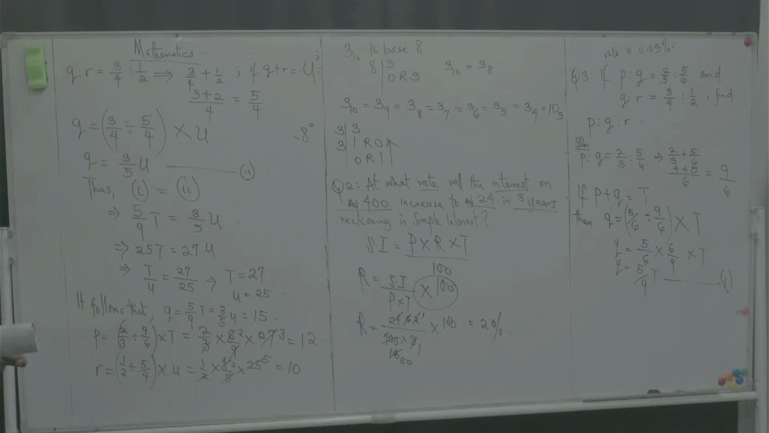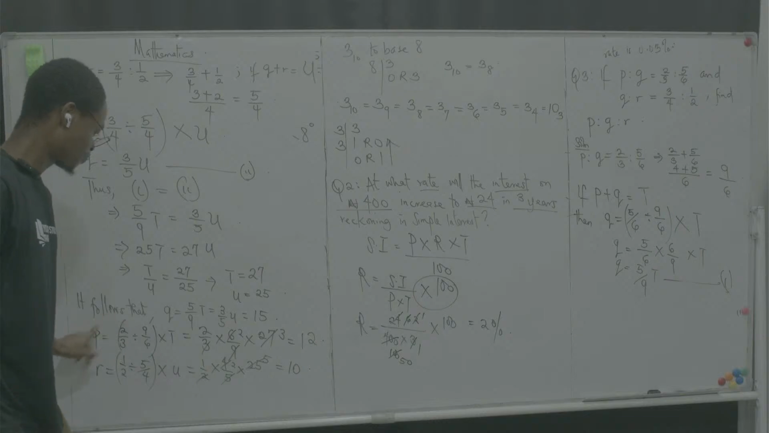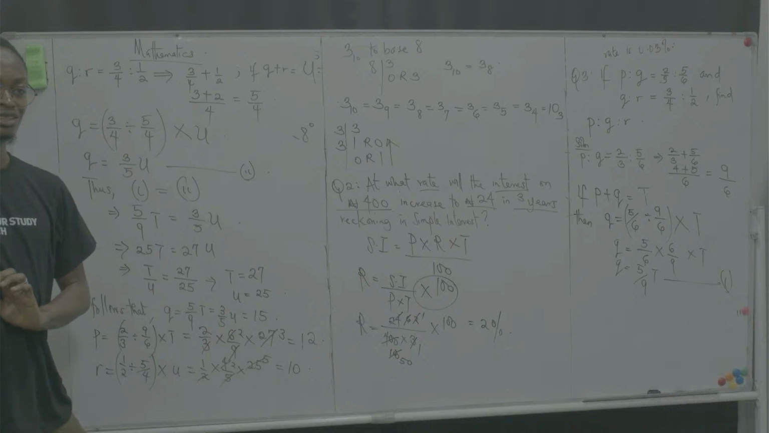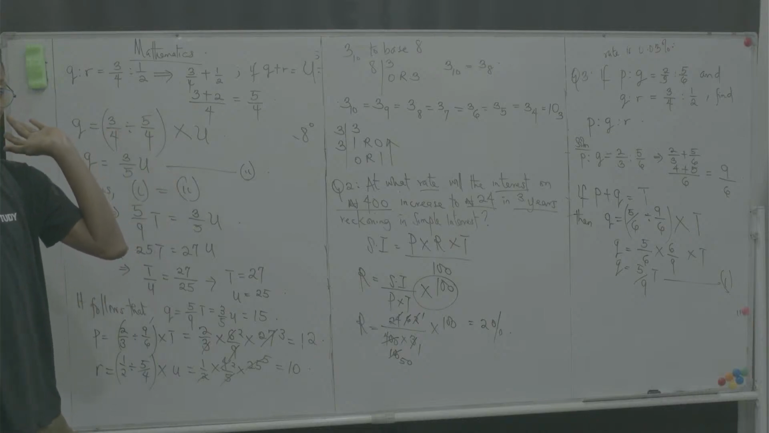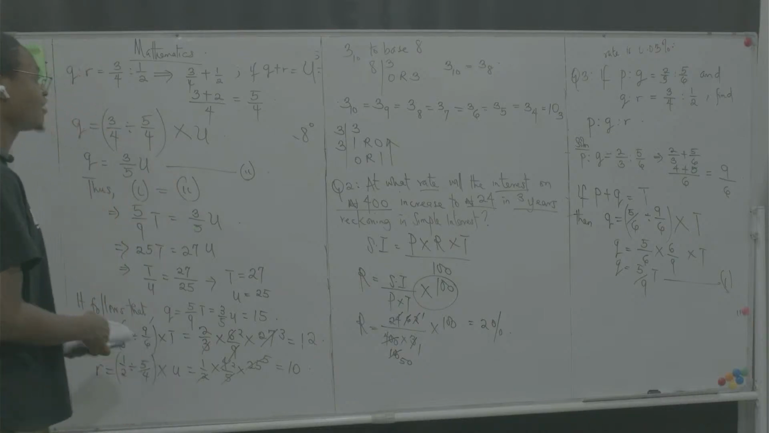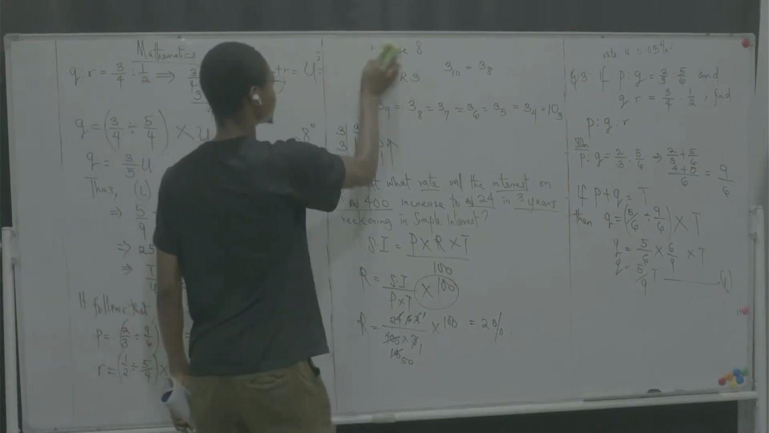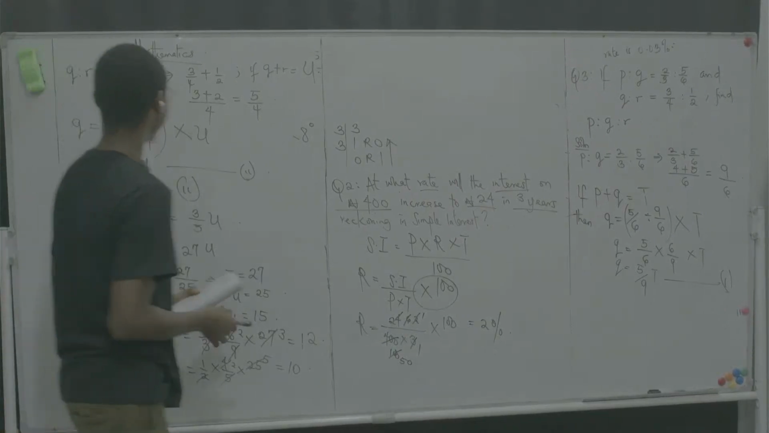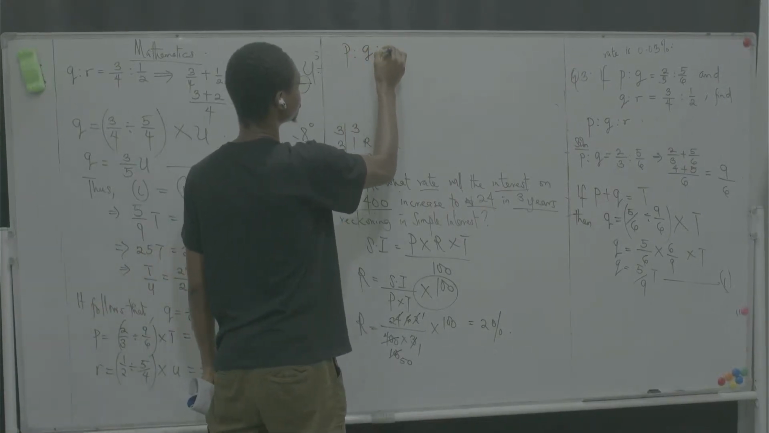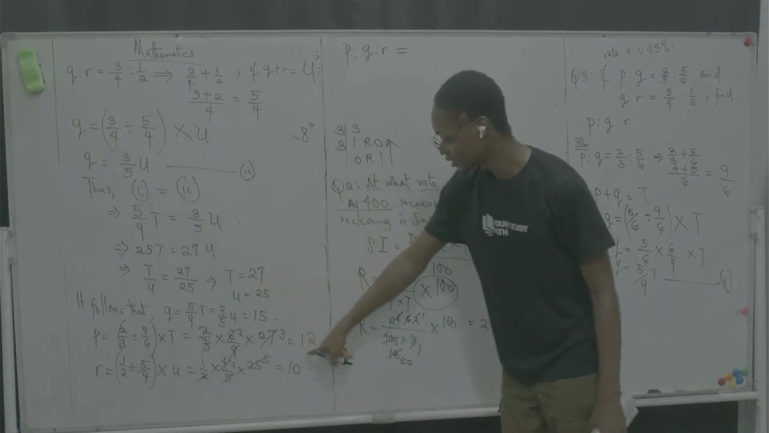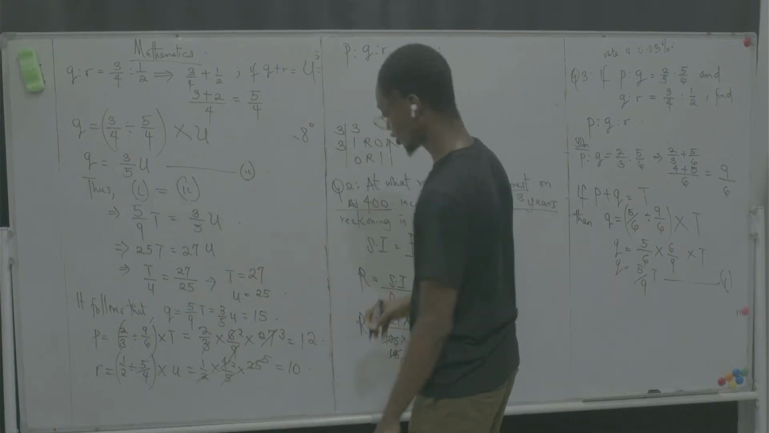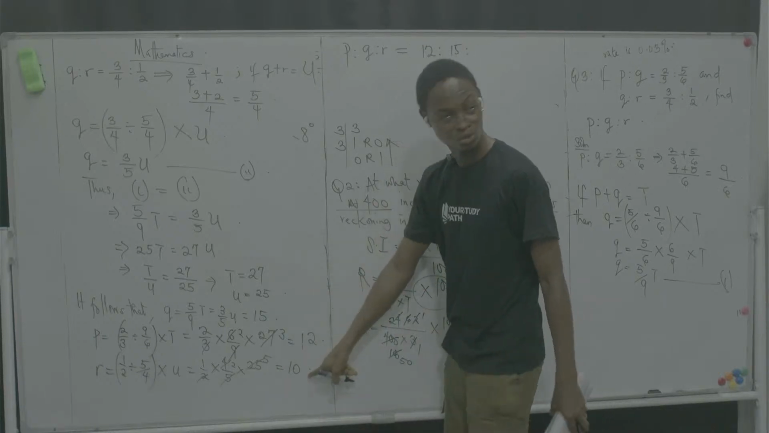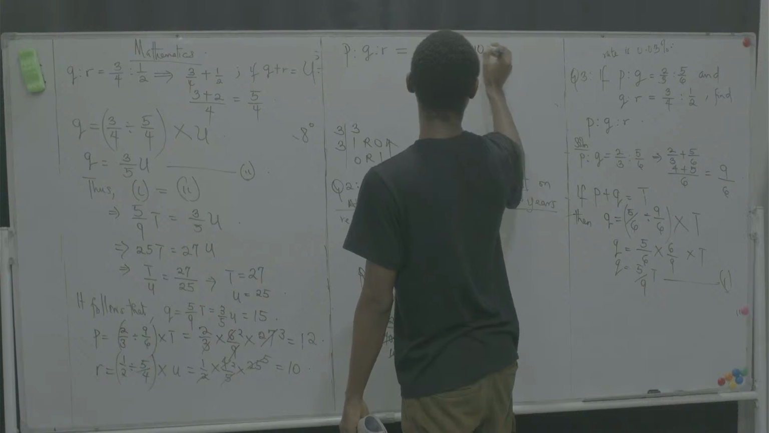So you notice what happened? It means that P collected 12, R collected 10, Q collected 15, and it's balanced across board. So to now summarize this question, P ratio Q ratio R will now be P, that's 12, ratio Q, that's 15, ratio R, that's 10.